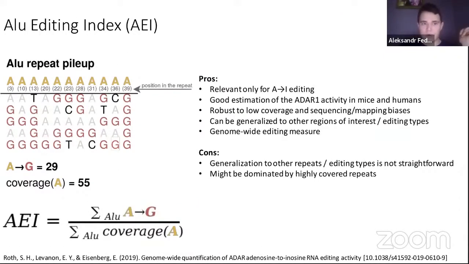There is one more index called the allele editing index. It's adenosine editing specific, but unfortunately, I ran out of time, so please refer to this publication if you're interested in details.